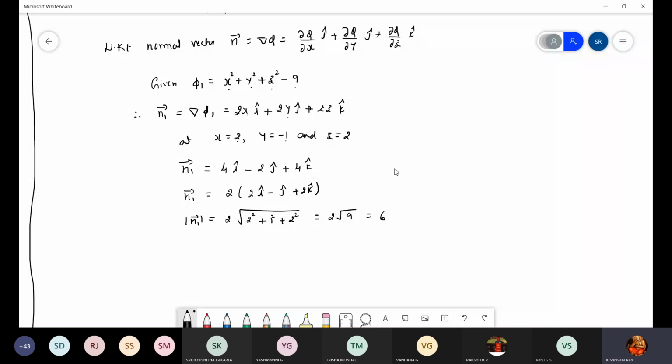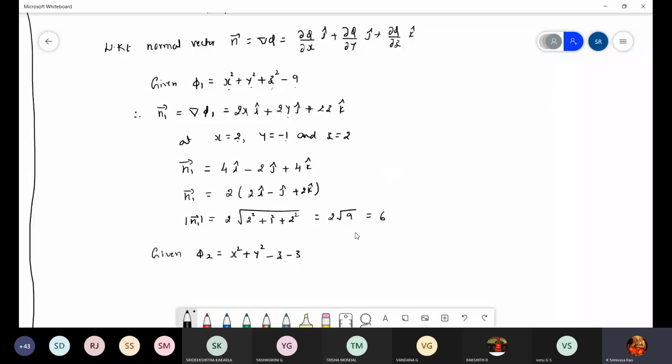Now n2 equals... you have to write the second surface now. Given phi 2 equals x square plus y square minus z minus 3. Okay, this is phi 2.